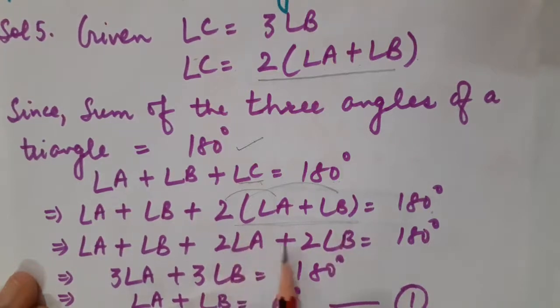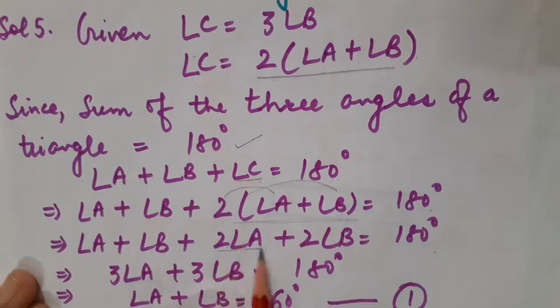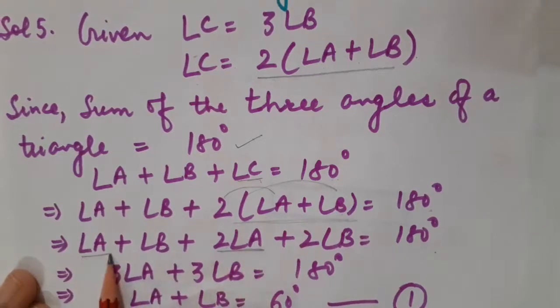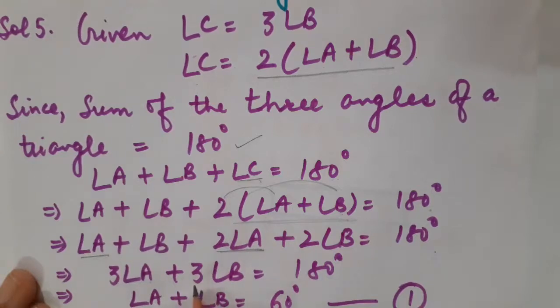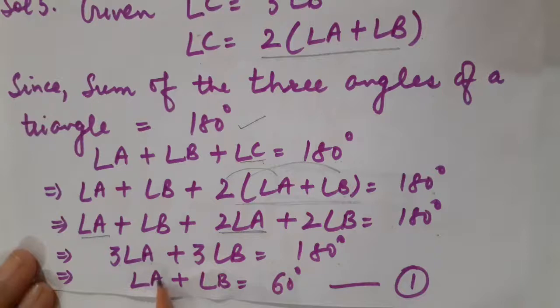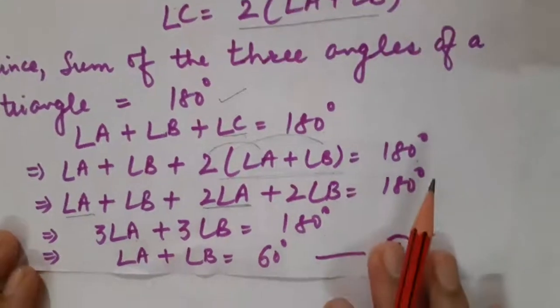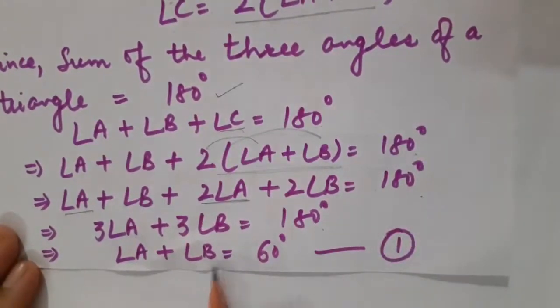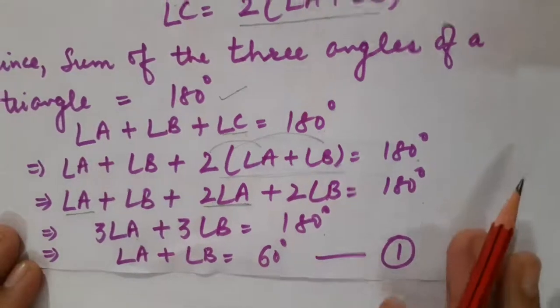That is twice of angle A plus twice of angle B is equal to 180 degree. Twice of angle A plus single time angle A will become thrice of angle A. Similarly, plus thrice of angle B is equal to 180 degree. After taking 3 as common, what can we conclude? That angle A plus angle B is equal to 60 degree. This is considered as equation number 1.